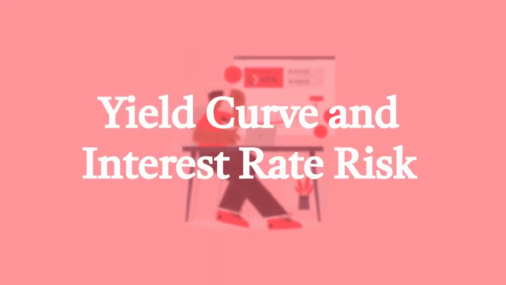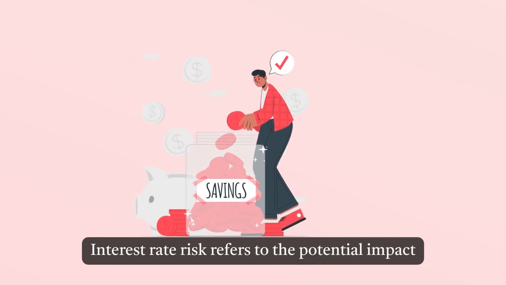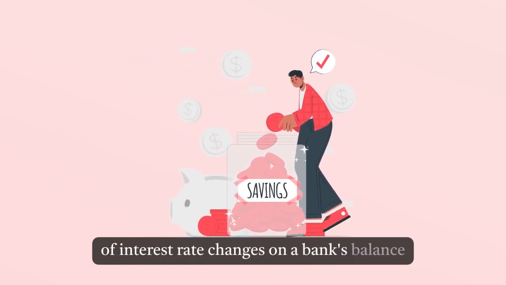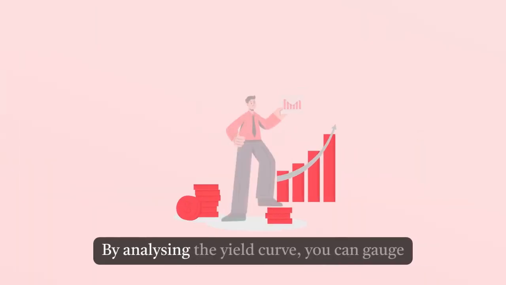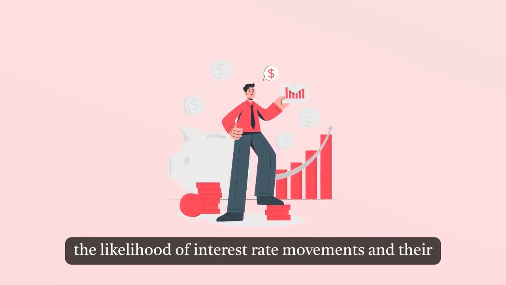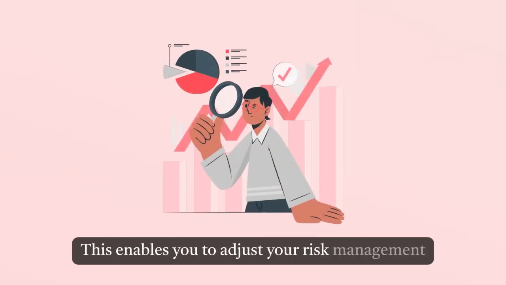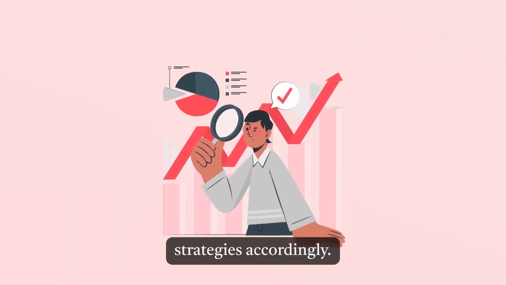Yield curve and interest rate risk. Interest rate risk refers to the potential impact of interest rate changes on a bank's balance sheet. By analyzing the yield curve, you can gauge the likelihood of interest rate movements and their potential effects on your institution. This enables you to adjust your risk management strategies accordingly.